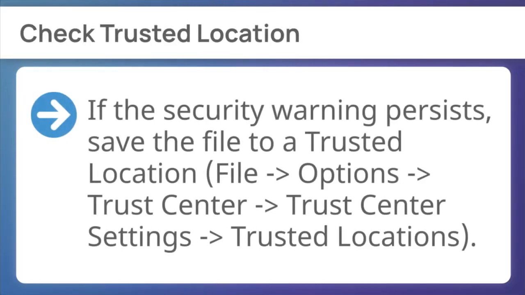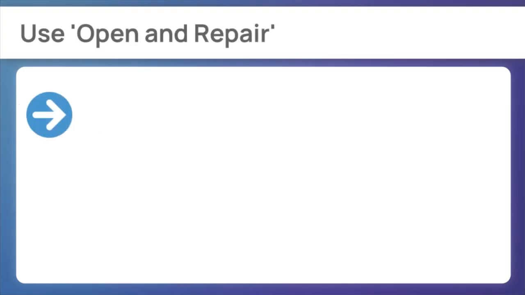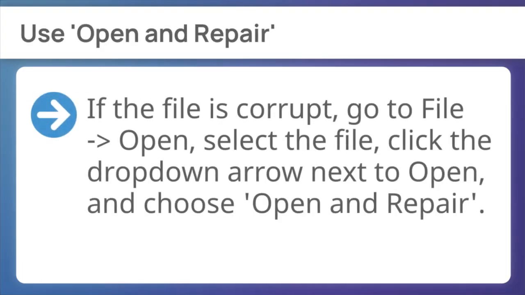If the security warning persists, save the file to a trusted location, File, Options, Trust Center, Trust Center Settings, Trusted Locations. Finally, use Open and Repair. If the file is corrupt, go to File, Open, select the file, click the drop-down arrow next to Open, and choose Open and Repair.